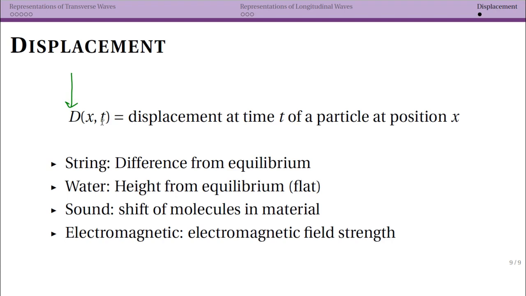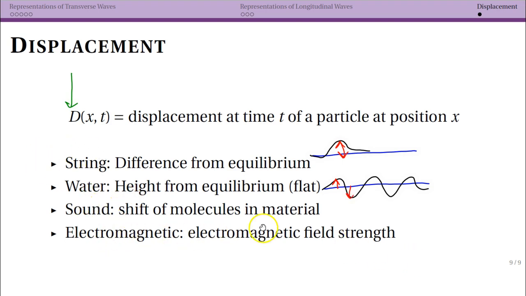We can use it to think about, on a string, the difference from equilibrium. So again, we think about our string being at equilibrium, and then maybe we have some sort of pulse that comes up. So displacement would be this difference here between the pulse and where that string was at equilibrium. Water is very similar. If you imagine just a perfectly flat surface of water, we know that water waves actually kind of make it go up and down. So displacement would again be that up and down aspect.